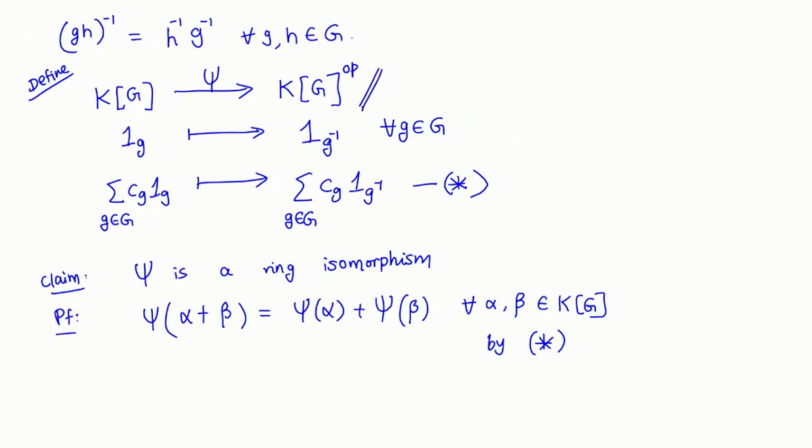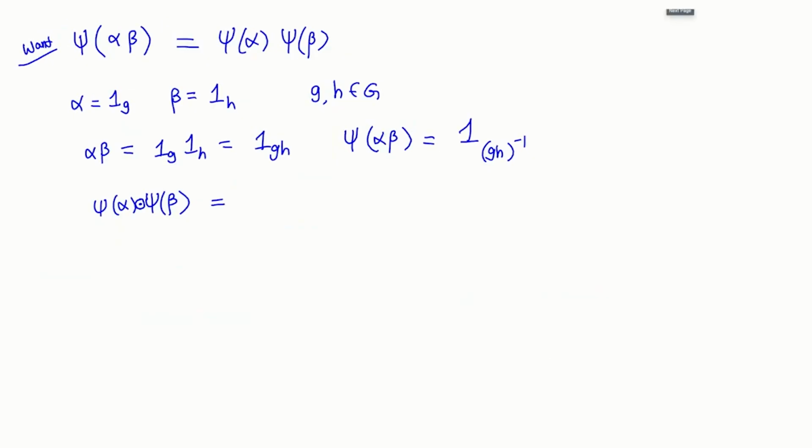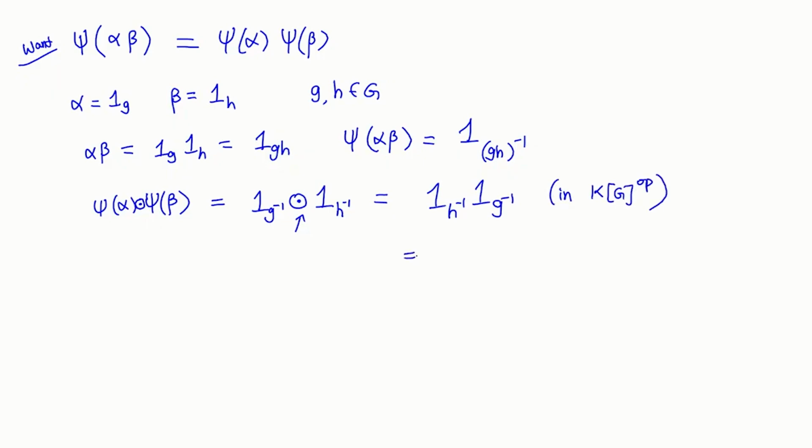So notice that the right hand side is kG op. So I take psi alpha times psi beta. What is this? Well, psi of alpha by definition is 1_g inverse, and psi of beta is 1_h inverse, because alpha is 1_g. But now remember this multiplication is in the opposite ring, which means it's the usual multiplication but in the opposite order. Everything is taking place in kG op, and now we are done.